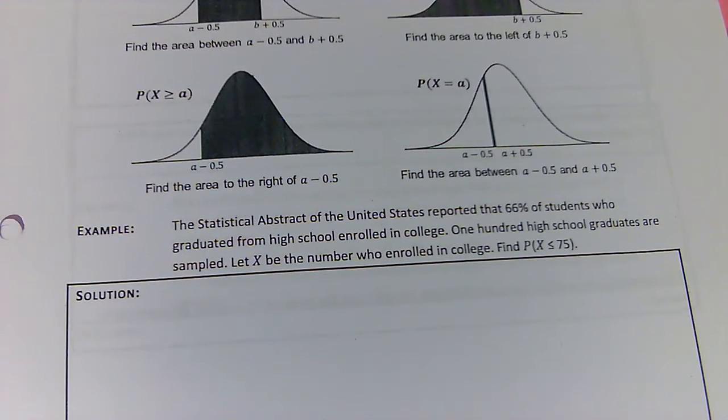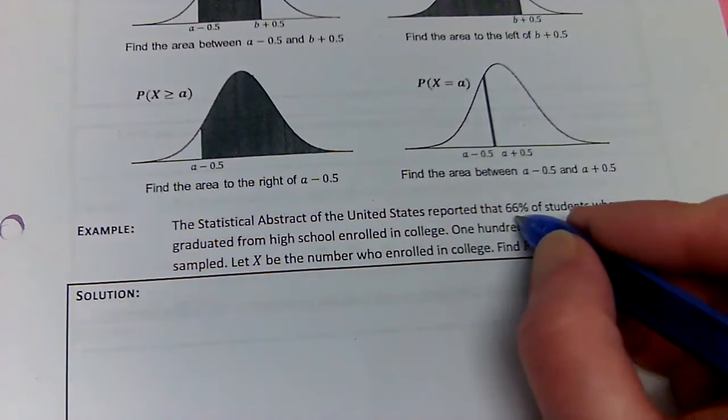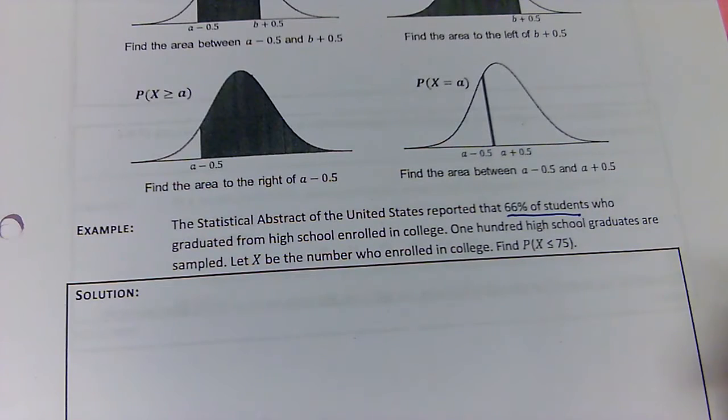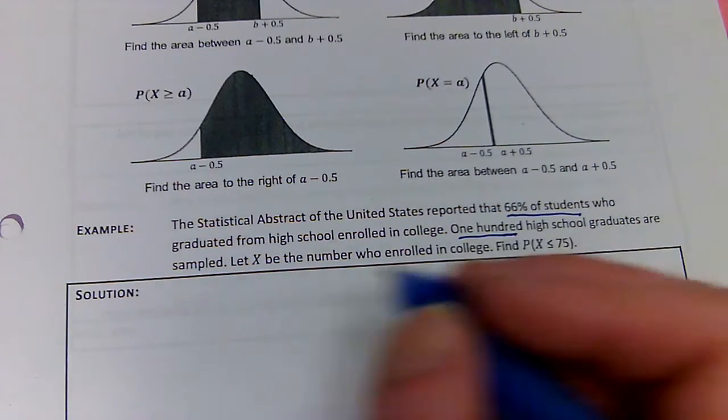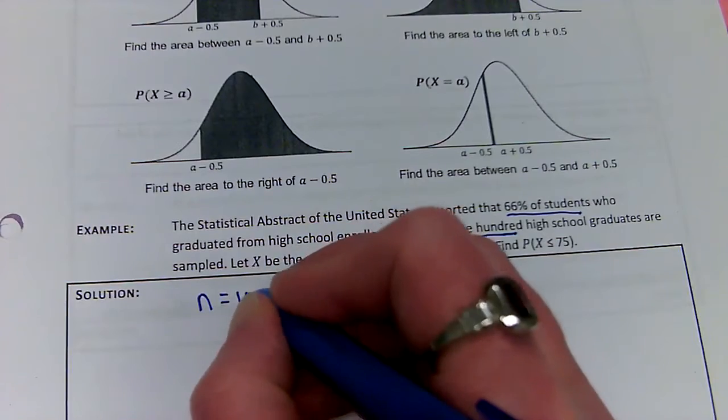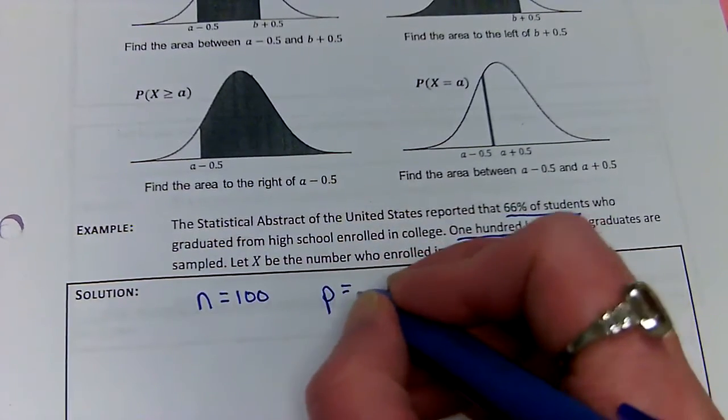The Statistical Abstract of the United States reported that 66% of students who graduated from high school enrolled in college. 100 high school graduates are sampled. So N is 100 and P is 0.66.